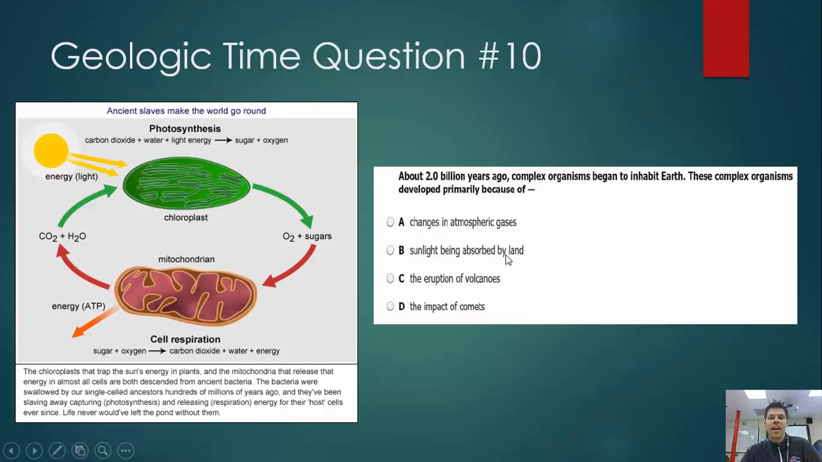Sunlight being absorbed by the land is a good, tricky one that a lot of kids might choose, because you'll overthink it and think, well, sunlight is what the plants use to make their own energy and release the oxygen. But there had always been sunlight on the Earth. Once the change in the atmospheric gases happened, that's when our complex organisms evolved. So our best answer is A.